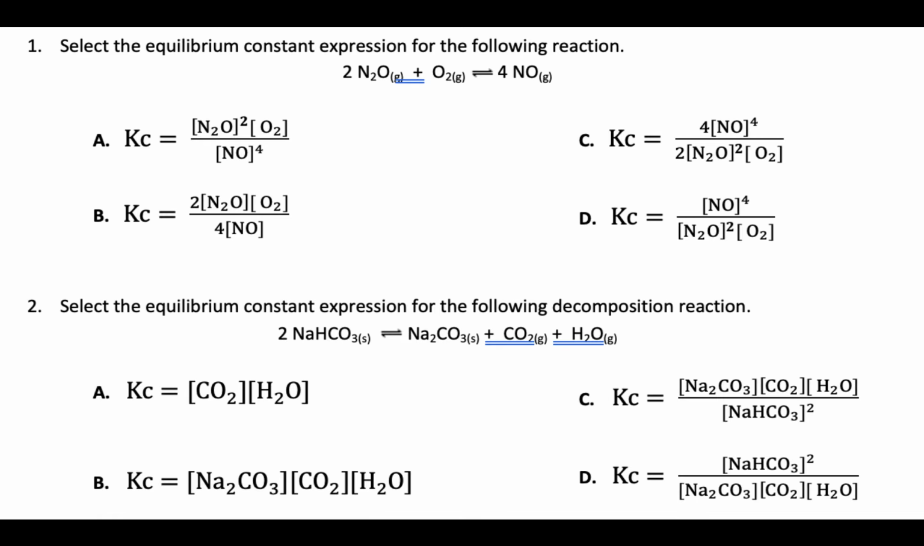We want to write it in. We know that it's going to be products over reactants, and any coefficient you see will be an exponent. So the answer for this first one would be D. So we have products over reactants and then those coefficients.